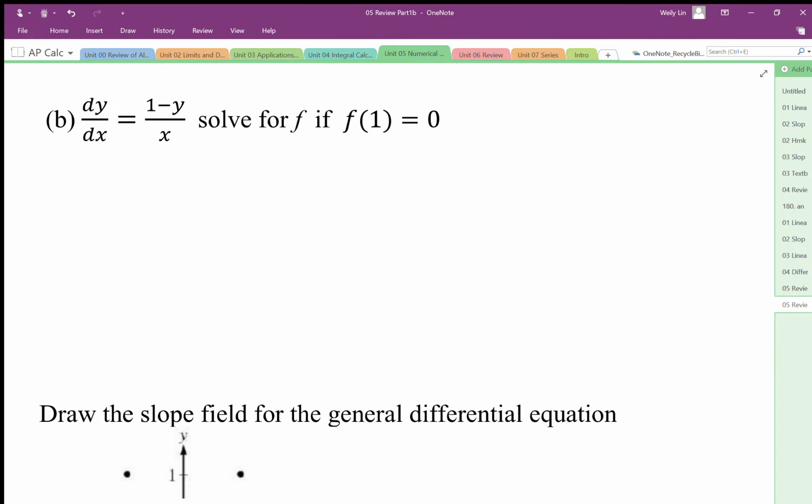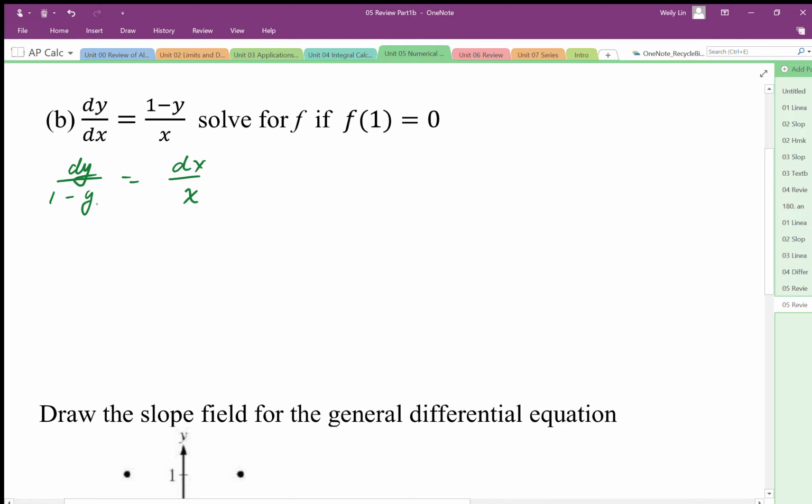To solve this differential equation, we do the same thing. We're going to separate the variables and integrate. So the first step is I'm going to go dy by 1 over y is equal to dx over x.